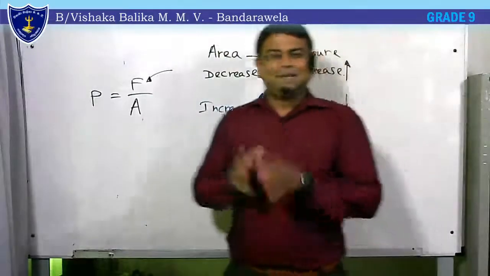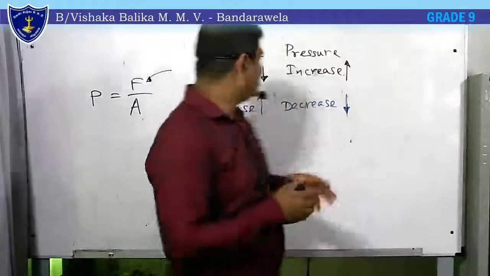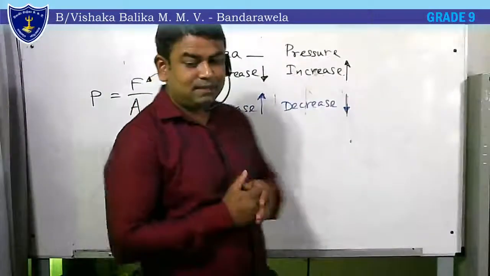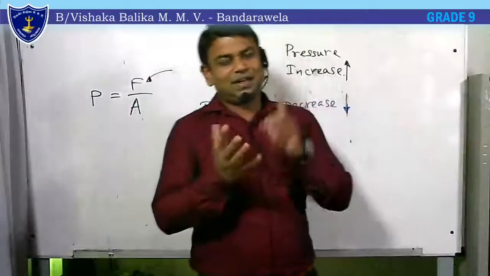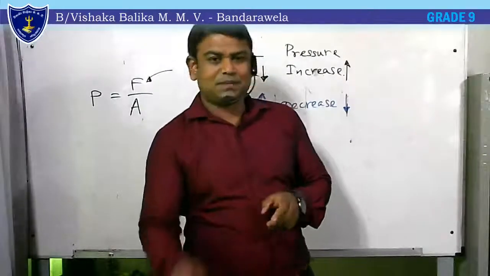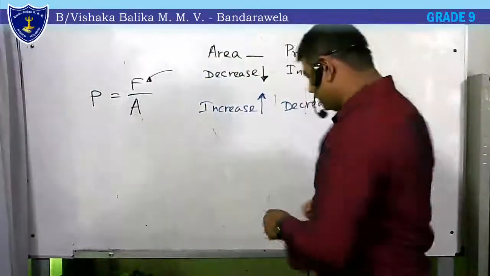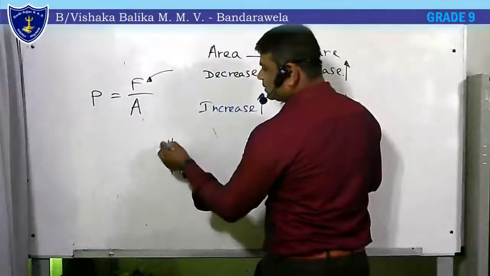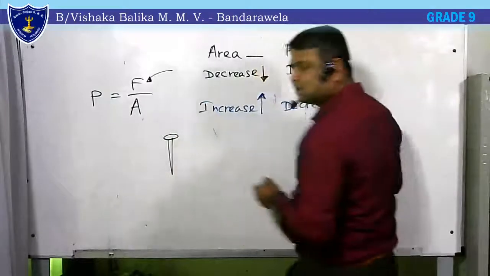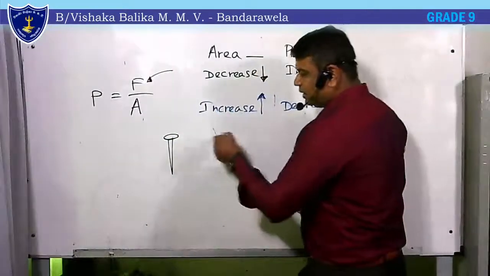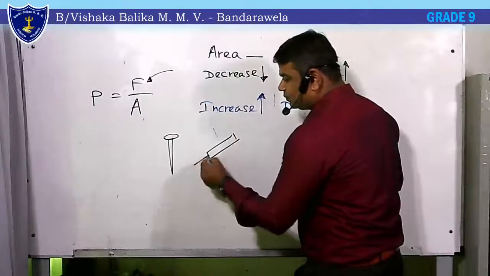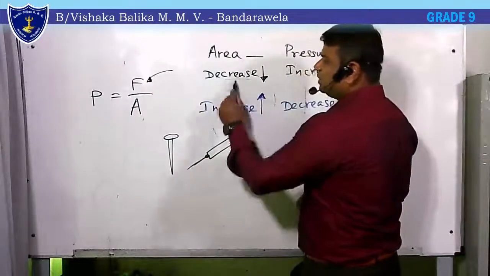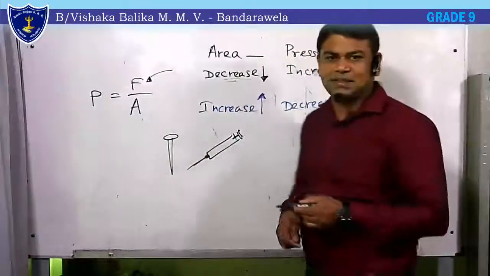First occasion, let's talk about the first thing: increasing pressure usefully by decreasing the area. Number one, the knife, sharp knives, and thumbtacks or needles, iron nails, needles, injection needles. We made them as small as possible, decreasing the area as much as possible.